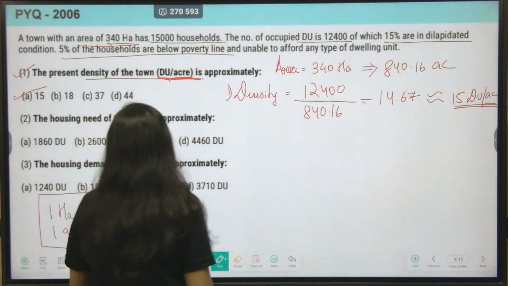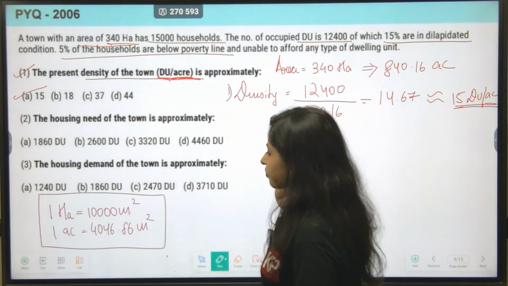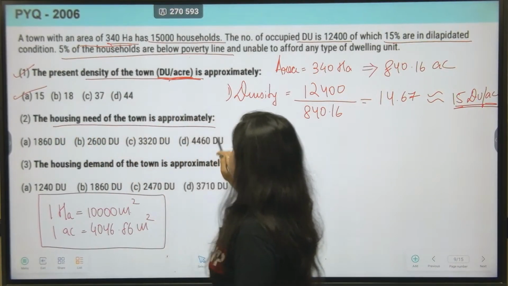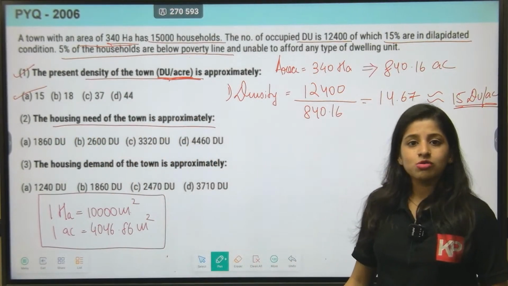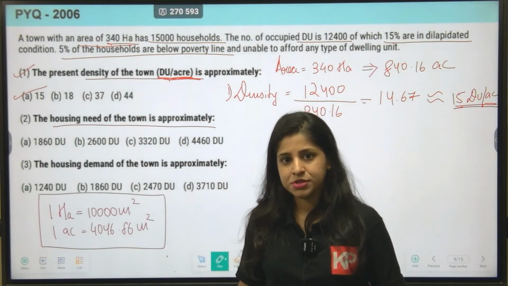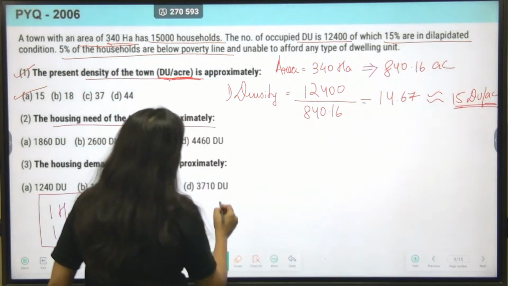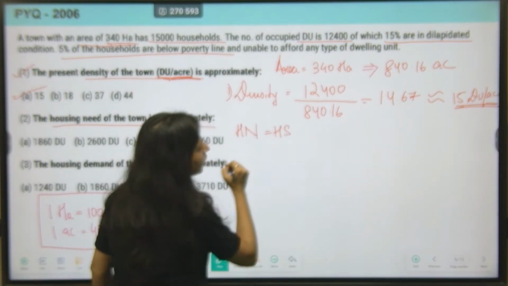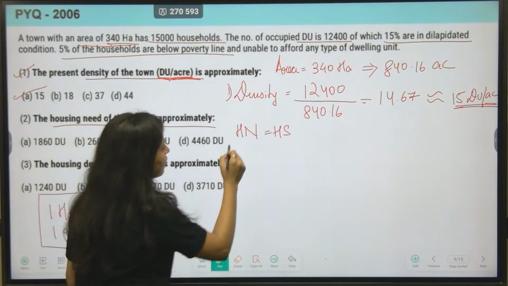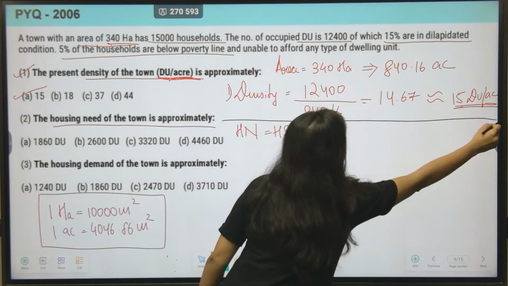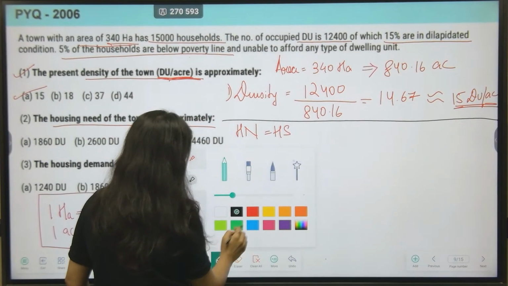Okay, second question. What are they asking in the second question? Housing need of the town is approximately how much? Housing need they are asking. What did we say? Housing need is something that is generated by every person, right? So housing need is nothing but housing shortage only. I'm writing in short. Housing need is nothing but housing shortage only. And what was the formula for housing shortage? Just draw a line here. What was the formula for housing shortage?